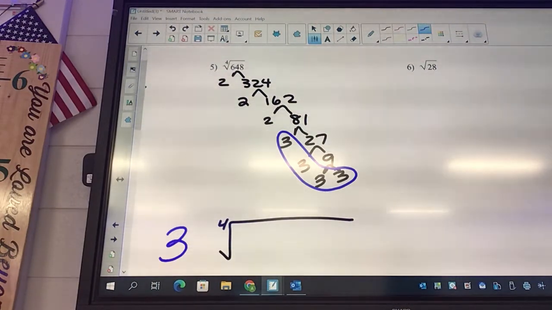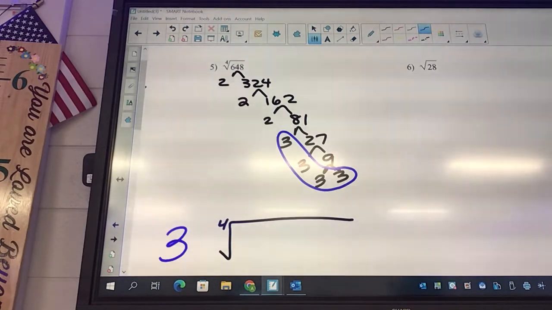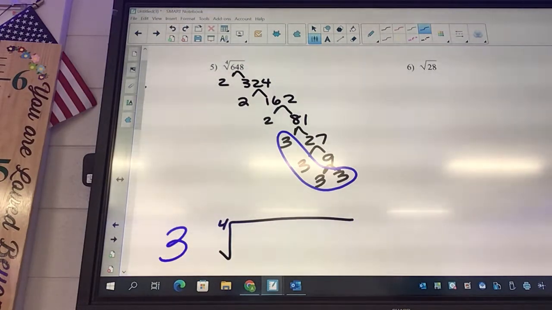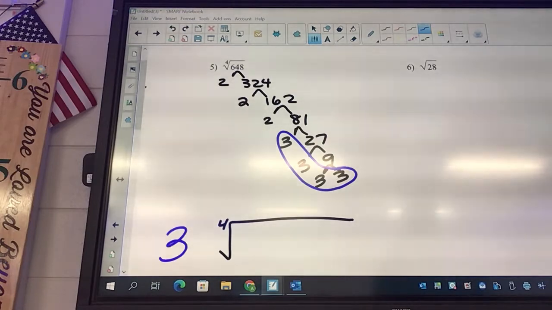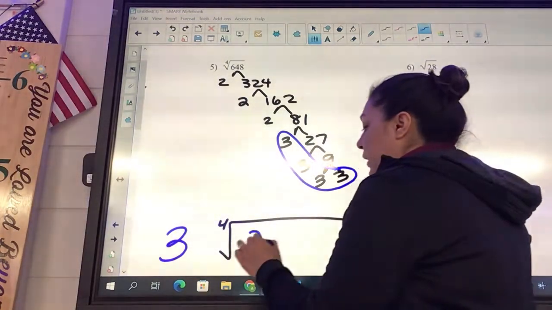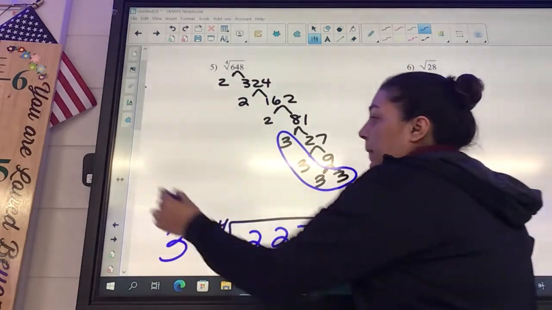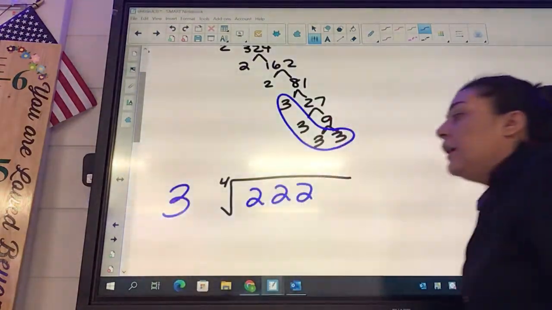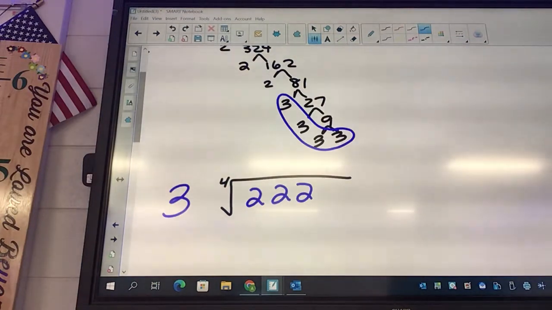You have to have at least groups of 4. So even if you have 1 friend, it's not enough. So how many 2s are not able to go? 3 of them. Okay, so they're going to stay inside the house. So we have 2, 2, 2, 2 inside the house, right?